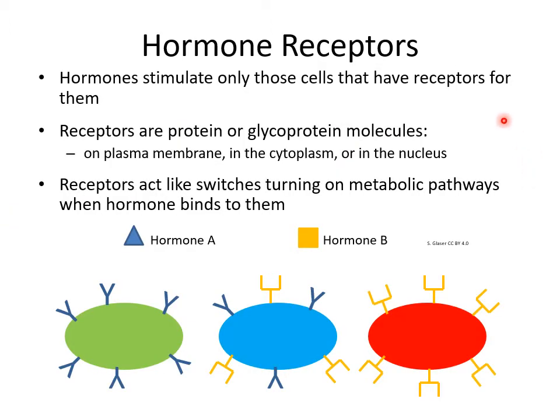So what happens when a cell is exposed to a hormone? Well, in order for a cell in a target tissue to respond to a hormone, it must have an appropriate hormone receptor. A receptor is a protein or a glycoprotein that is either found on the surface of the cell, or inside the cytoplasm of the cell, or in the nucleus of the cell. And the hormone is able to reach this receptor and bind to it.